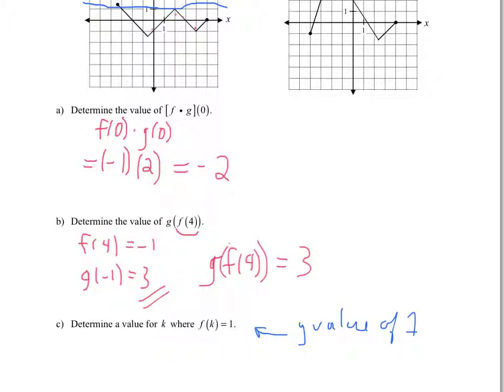a little rough, we can see there are 2 possibilities for k. The one on the far left is -1, -2, -3. And the one on the right here, at this intersection point, is 2. So either of those answers should be acceptable.